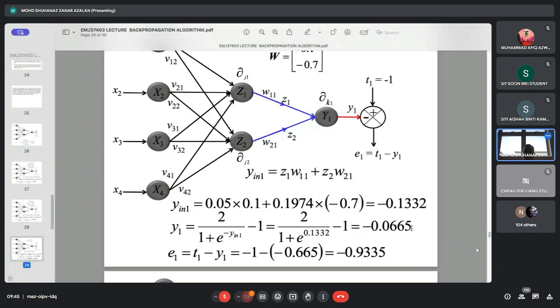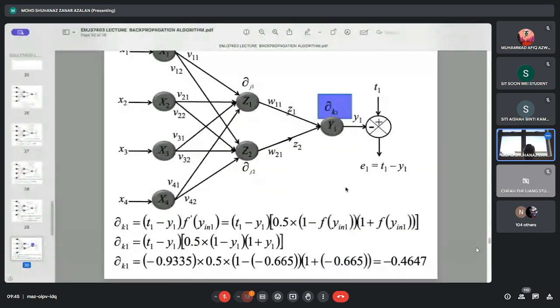So we got Y1 equal to minus 0.0665. And then we need to calculate the error: T1 minus Y1. The question already says the target is minus 1. So minus 1 minus minus 0.0665, and we got E1 is minus 0.9339335.